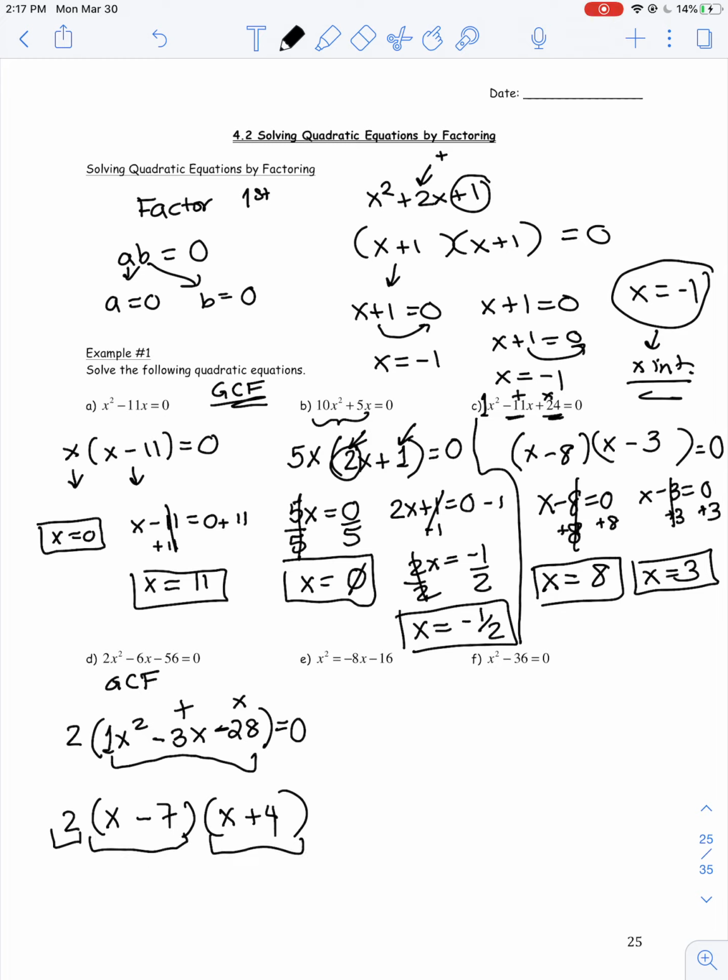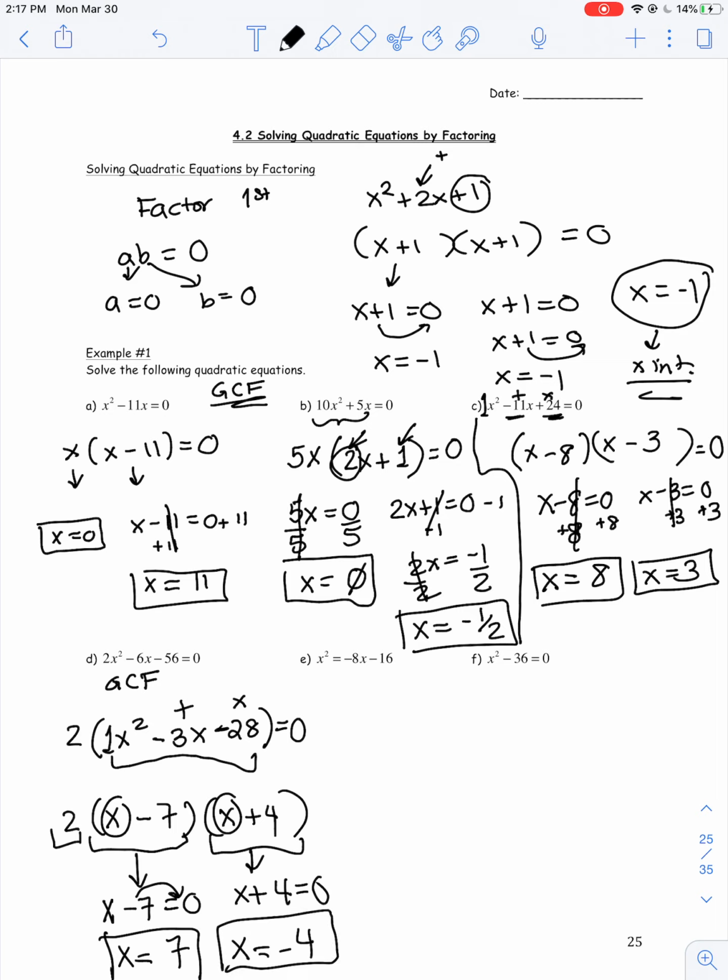Once you have it factored, you only have to take the factors. Now, these are all factors, but you only have to solve for the factors that have variables, meaning the x's. So we're only going to take this one and this one, make them equal to 0, which means that x equals, move the negative 7 over, it becomes positive 7. And x could equal negative 4, because you move over the positive 4, it becomes the opposite sign. So those are our two solutions to the quadratic equation.